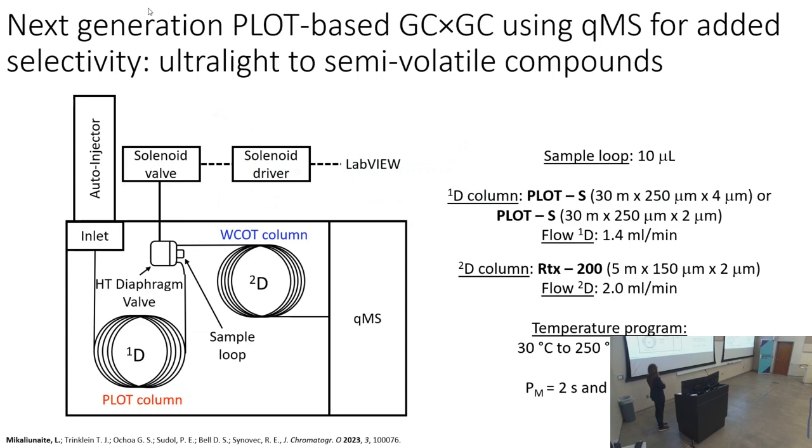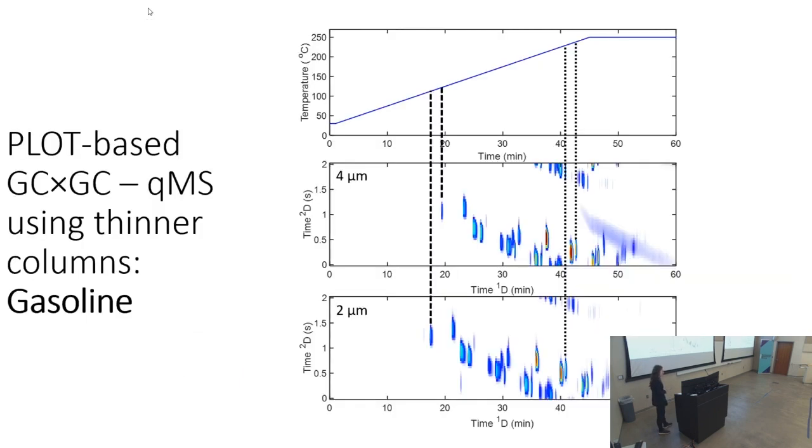And so with that, I went back to the 2D, and I just started doing this. So we started out with just putting in the 30-meter columns to get some separations out. And we're using the same system with the diaphragm valve and the same thick film, RTX 200. And just to show you how a gasoline mixture looks like.